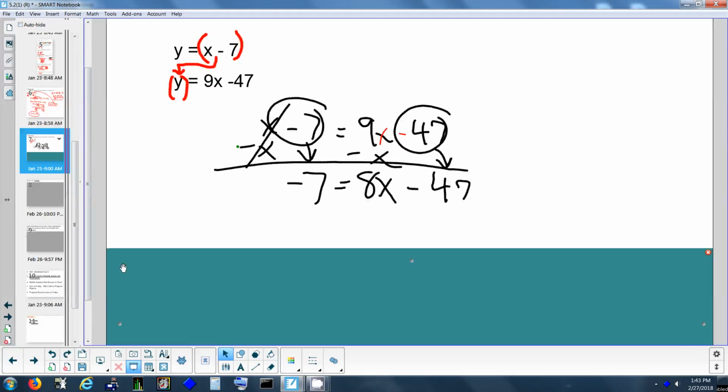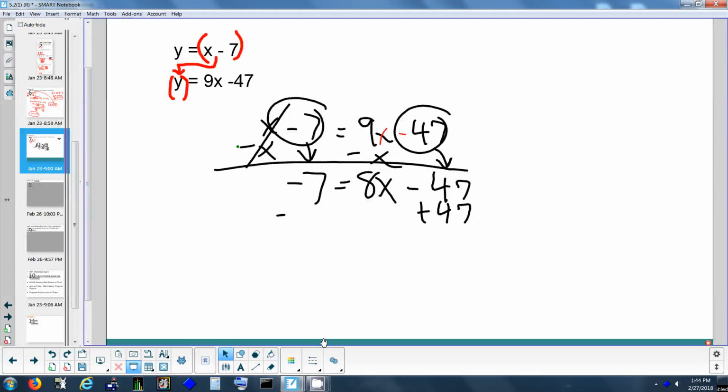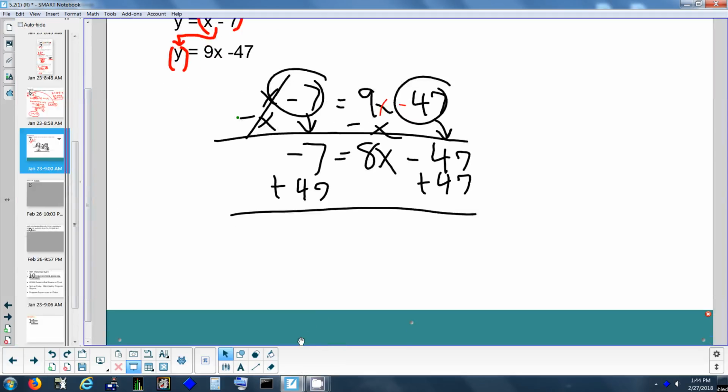Negative 47. Negative 47, what do I have to do? You bring it as a plus 47. Yeah, do the opposite operation, is add 47. And Josiah, where else am I going to add 47? On the other side, 7. Alright, so I'm going to add 47 over here. Now, in this case, I got a negative 7 and a positive 47. My answer is going to be positive or negative? Positive. Why? Because the positive number is higher.